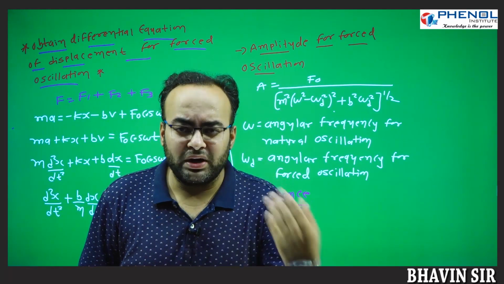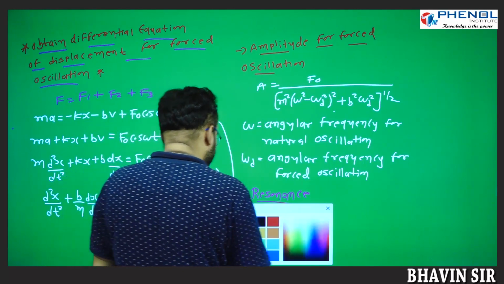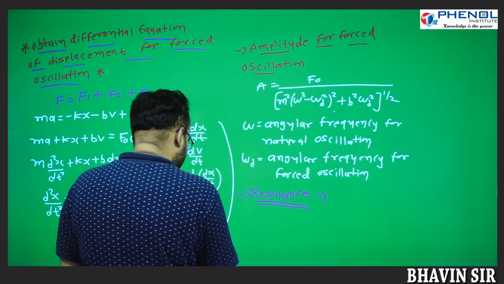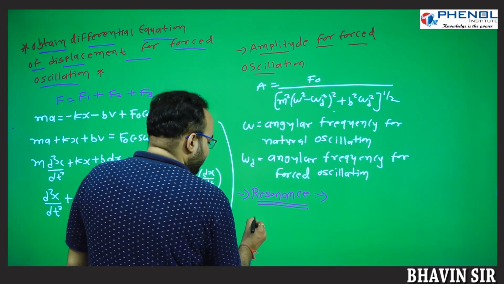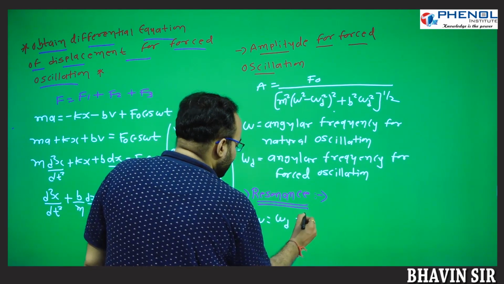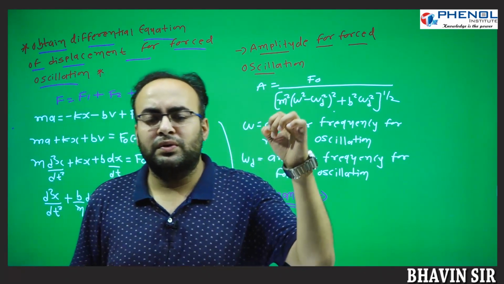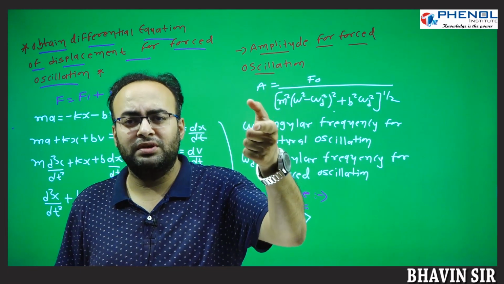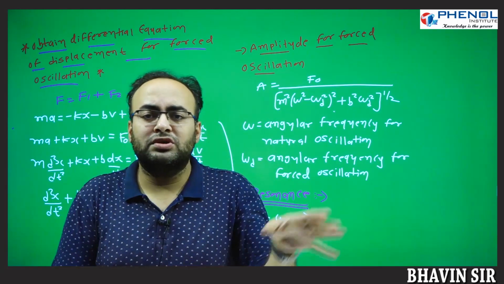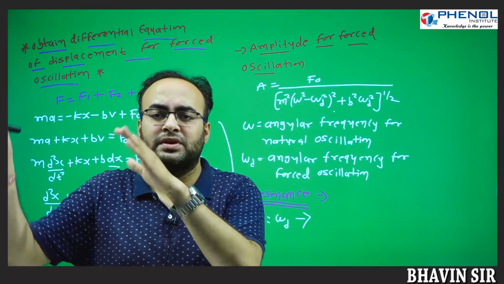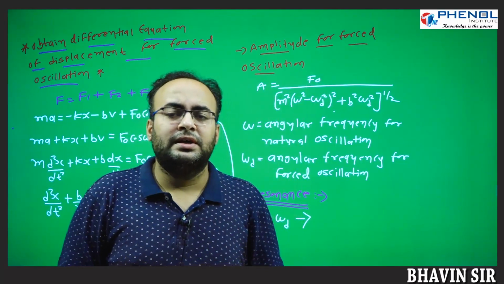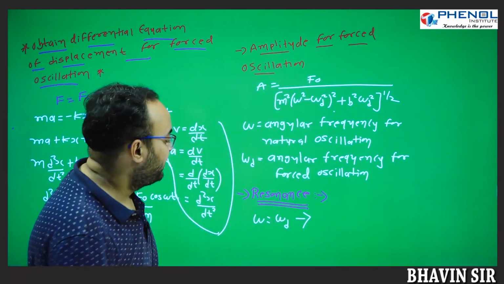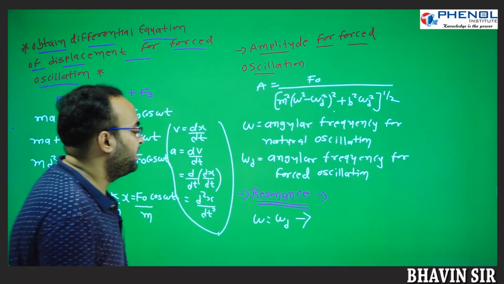So what is the condition? If both frequencies are equal, meaning the angular frequency for forced oscillation equals the natural angular frequency, it means you apply so much force that the oscillation never stops, it continues. That is the example of resonance. Then amplitude becomes maximum.